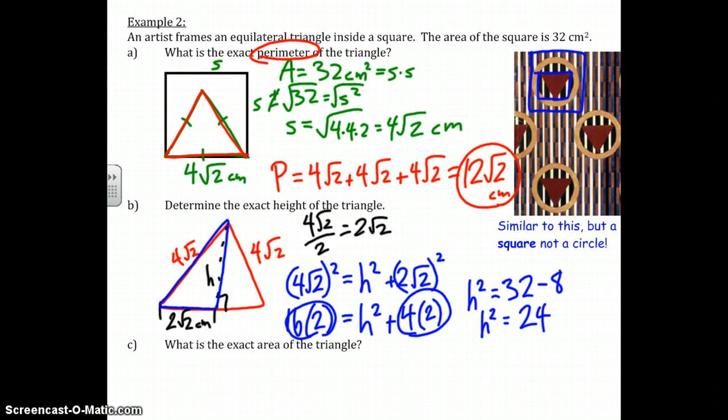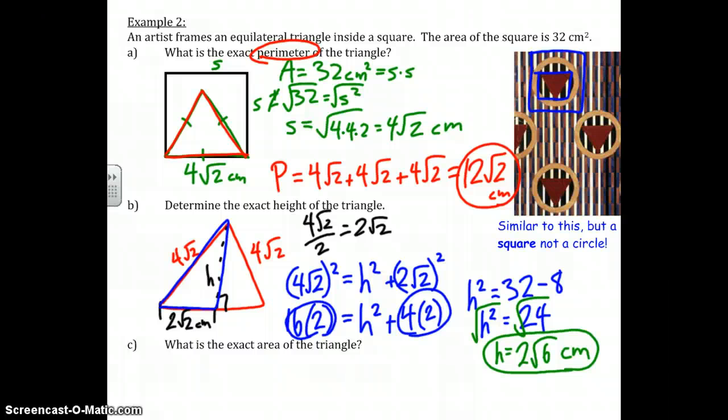We don't want to know the height squared, we want to know the height. Again, we don't need the plus or minus because it's a height. So the height of that triangle is the square root of 24 centimeters, simplified. 24 is 4 times 6, or 2 times 2 times 6, so it's 2 square root 6 centimeters. That's the height of that triangle. Quite a bit of work there, but hopefully that makes sense.